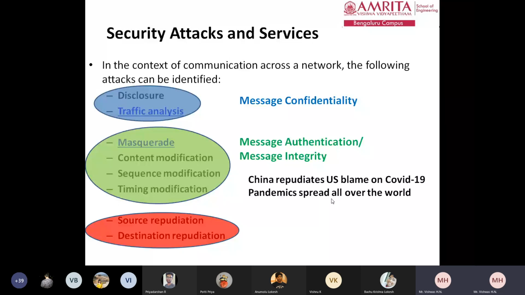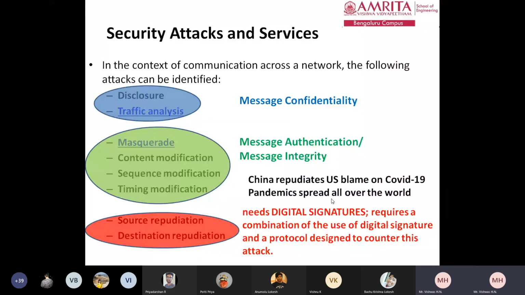So that's why we need digital signatures. Okay. Digital signatures means when you send data, for that data you need digital signatures, not the other kind of signatures that I told you about. Not the electronic signature. We need digital signatures.